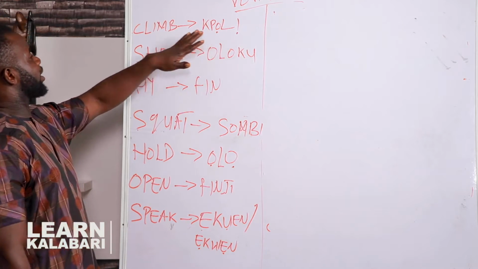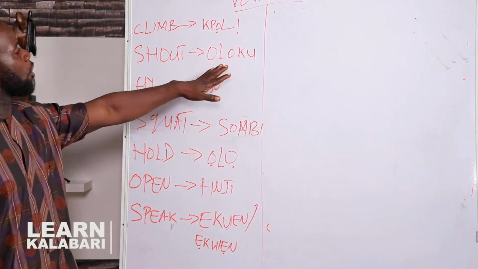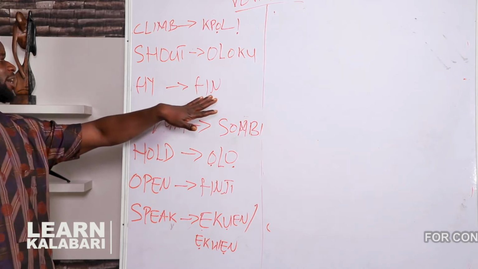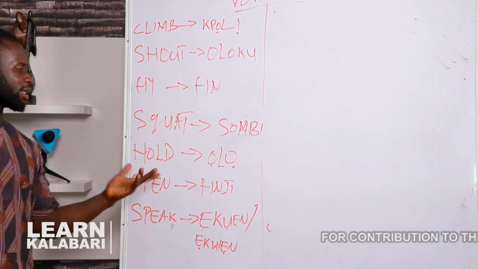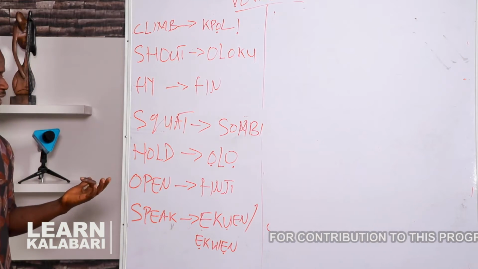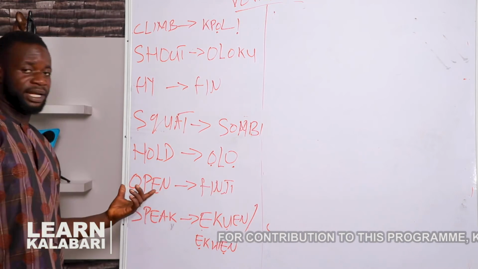Begin take a poly sin, climb. Begin take a oloku bad, shout. Begin take a fin bad, fly. Begin take a sumbi bad, squat. Begin take a olo bad, hold. Begin take a finji bad, open.